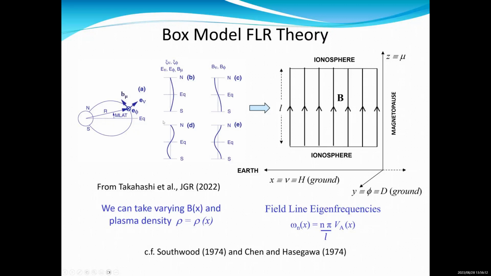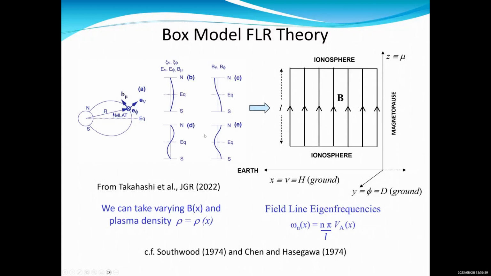This is how the electric field looks along the field line. If we straighten out the field lines and draw the electric field from one ionosphere to the other, this is how the next harmonic would look. The wave magnetic field, on the other hand, has an antinode at the ionosphere. This would be the fundamental, and this is the next harmonic.